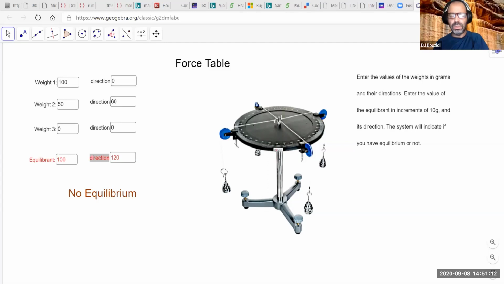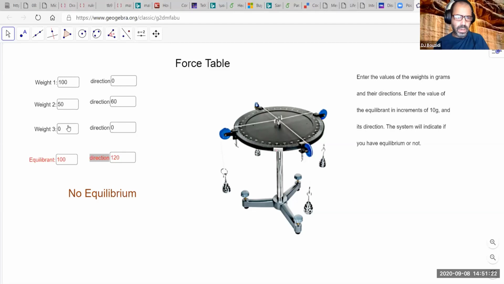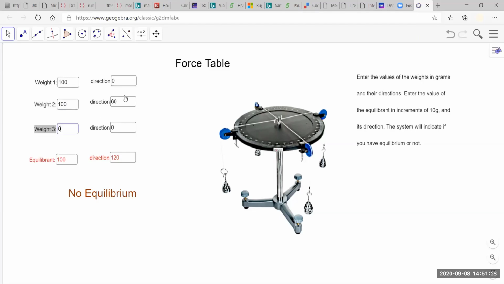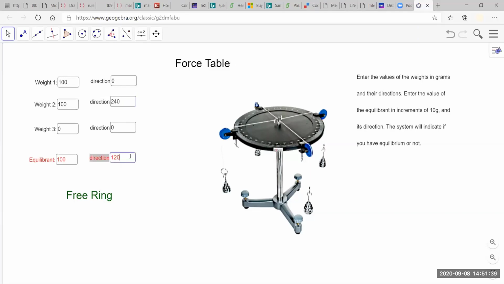Oh no, there is no 50 in there. It's 100. I'm sorry, yes it is. That's fine. So this is 100. And for some reason, I'm not... Was the direction 240? Yeah, okay, 240. Okay, so now it's better.